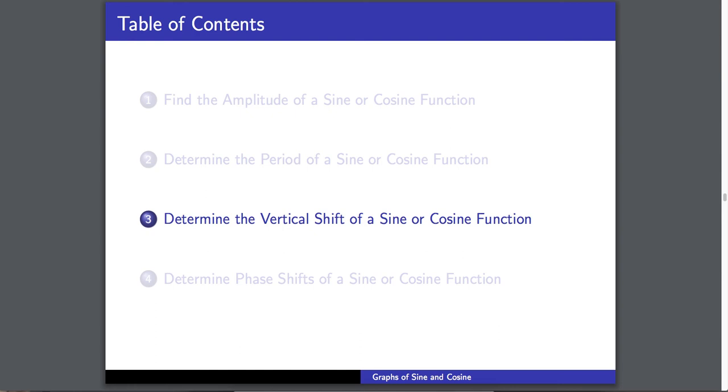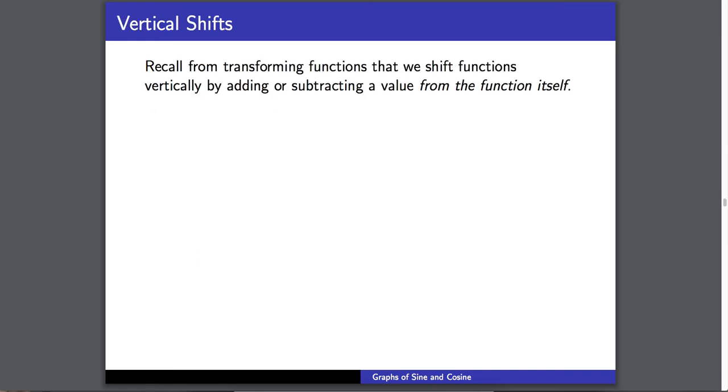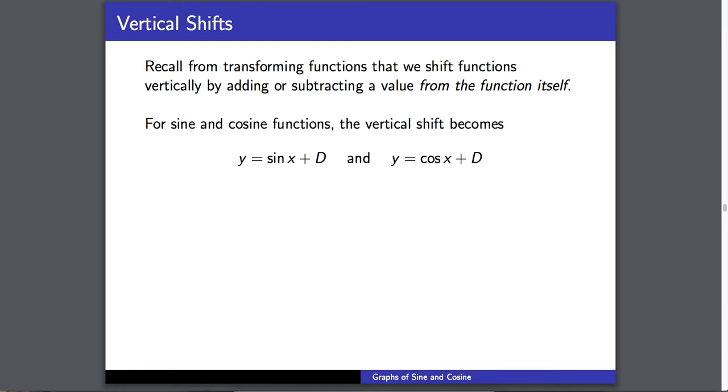Okay, in this video we're going to look at determining vertical shifts for sine and cosine functions. Recall that when we talked about transforming functions, we shift functions vertically by adding or subtracting a value to or from the function itself. In other words, we evaluate our parent function, and then we either add or subtract a number after that. That causes a vertical shift in our graph.